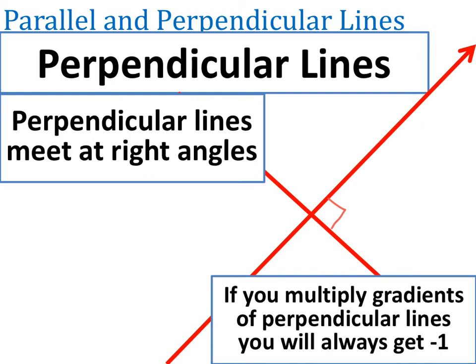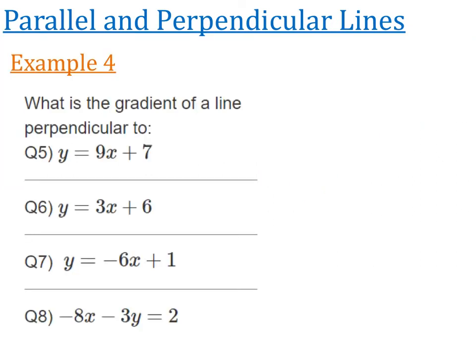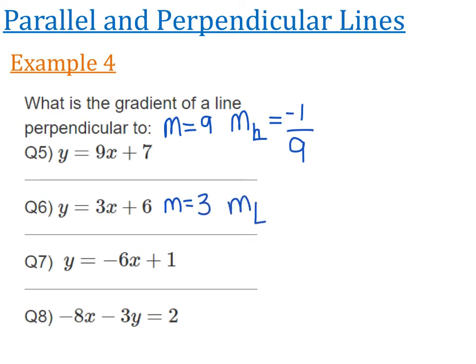All right, let's try some examples. Similar to the parallel lines we did, what is the gradient of a line perpendicular to y is equal to 9x plus 7? Well, this gradient is 9. So the gradient which is perpendicular, which we can draw by drawing a little right angle because they meet at right angles, is going to be 1 over 9 with a minus sign in front of it. So I flipped it upside down and times it by minus 1. Hopefully that makes sense. Let's try the next one. So this gradient is 3, and the gradient that's perpendicular is going to be minus 1/3.